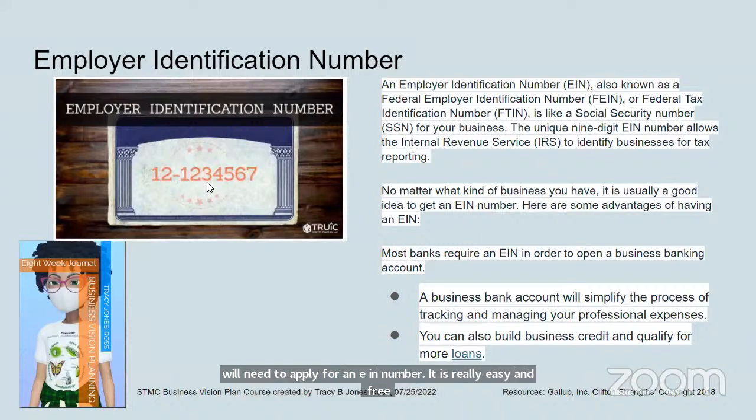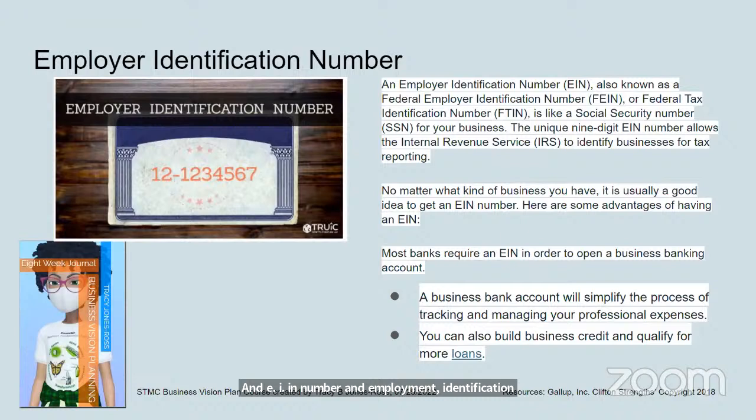An EIN, an Employer Identification Number, also known as a Federal Employer Identification Number, FEIN, or a federal tax identification number, is like your Social Security number for your business. The unique 9-digit EIN also allows the IRS to identify your business for tax and reporting. No matter what kind of business you have, it is usually a good idea to get an EIN.